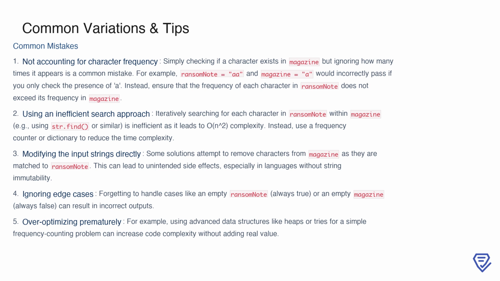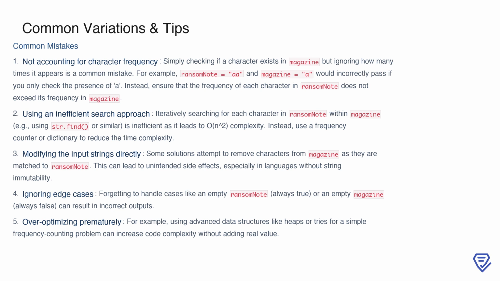Another common pitfall is using an inefficient search approach, such as iteratively searching for each character of the Ransom Note in the magazine. This can lead to an O(N squared) time complexity, which is unnecessary. A better approach is to use a frequency counter or a dictionary to keep track of character counts. Modifying the input strings directly is another mistake to avoid, as it can lead to unexpected side effects, especially in languages where strings are immutable.